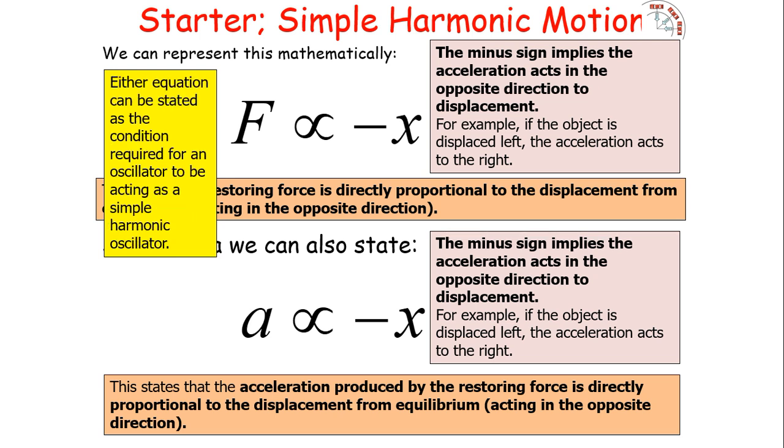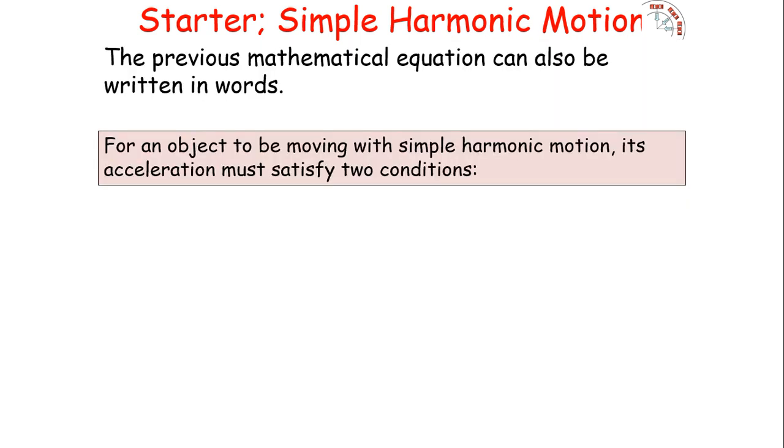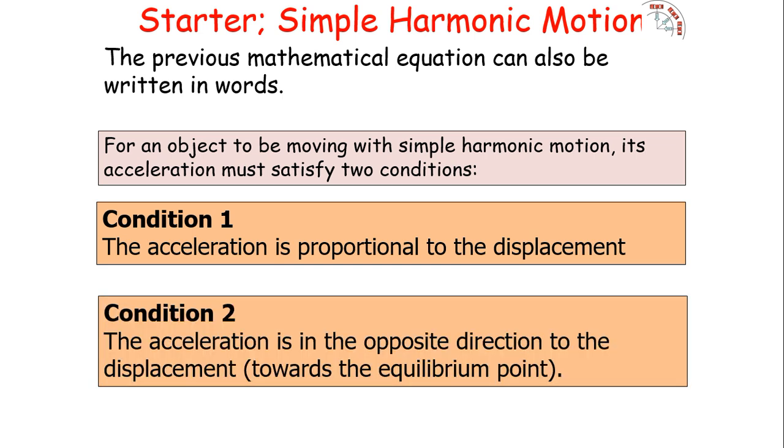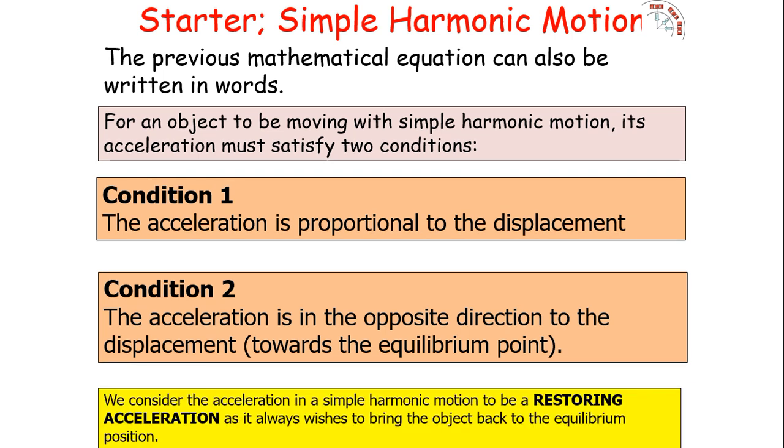So either equation can be stated as the condition required for an oscillator to be acting as a simple harmonic oscillator. So let's now try to put this into words. For an object to be moving with simple harmonic motion, its acceleration must satisfy two conditions. Condition 1, the acceleration is proportional to the displacement. And secondly, the acceleration is in the opposite direction to displacement. It's towards the equilibrium position.